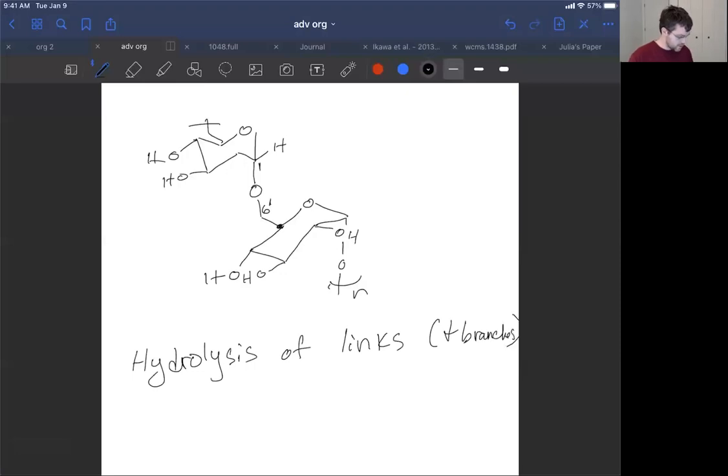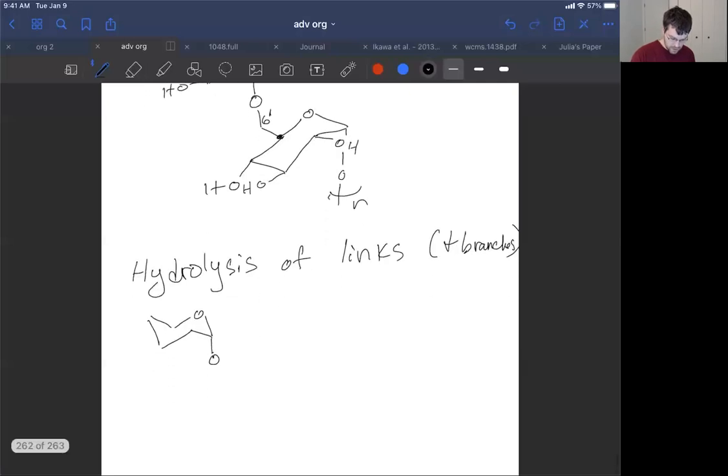So what I'm going to do is just have a single monosaccharide. And I've got my O to an R group. I'm just going to put that R group looking like it's going equatorial. My C6OH, C3OH, and then my C2OH.